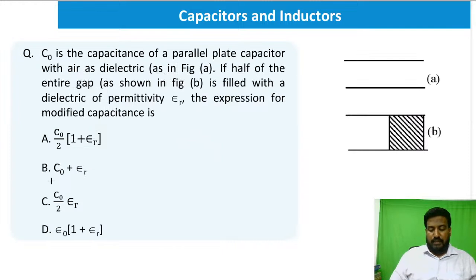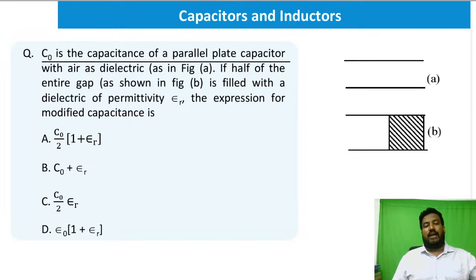We'll go for the next question. C naught is the capacitance of a parallel plate capacitor, as shown in figure A. If half of the entire gap, as shown in figure B, is filled with the dielectric constant epsilon R, find the expression for the modified capacitance C nu.